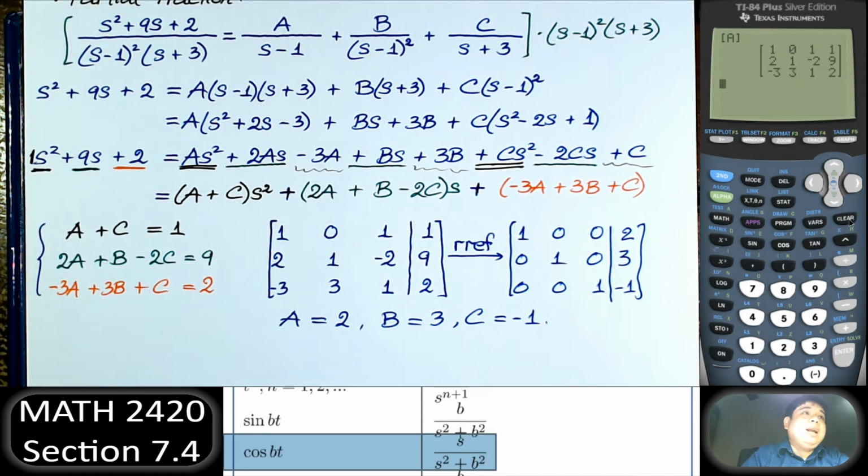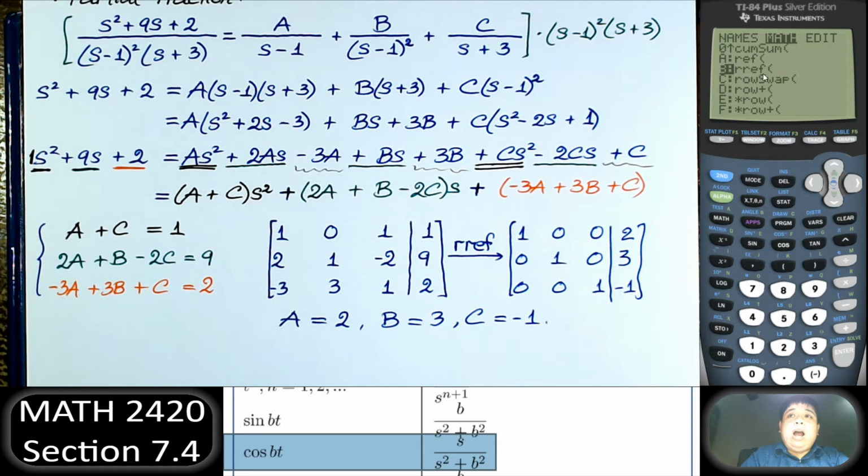Right. Now the same thing. Second matrix, go to math, go down to option B, reduce row echelon form. And then we just hit second matrix. We apply that to the matrix A. So in the names, highlight that and hit enter.